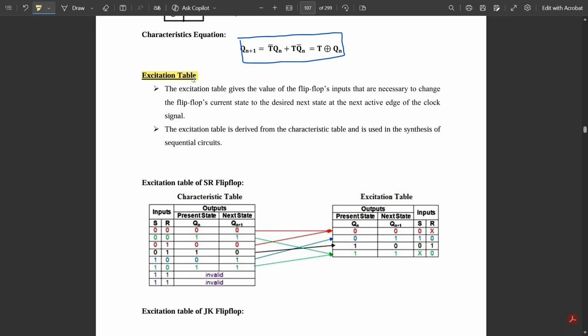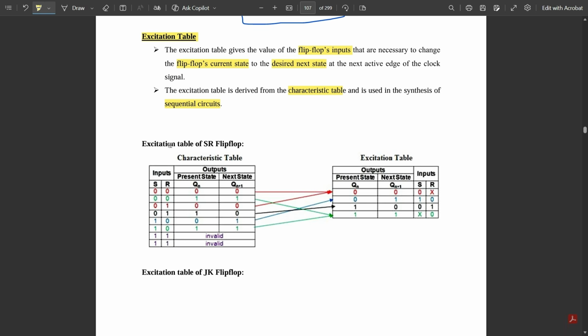So what do you mean by this here? The excitation table gives the value of the flip flop's inputs that are necessary to change the flip flop's current state to the desired next state. Okay, so the excitation table is derived from the characteristic table of each flip flop and is used in the synthesis of sequential circuits. So how it is done, you see here, for each flip flop, the first excitation table is for the SR flip flop. First, consider the characteristic table, whatever we have just now seen, and write it again for all the combinations, with the present state and next state.